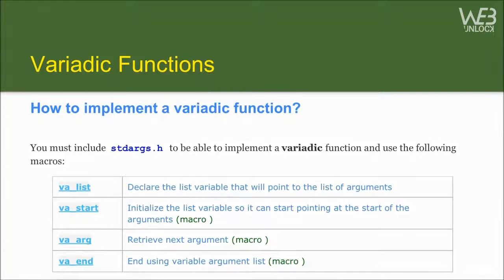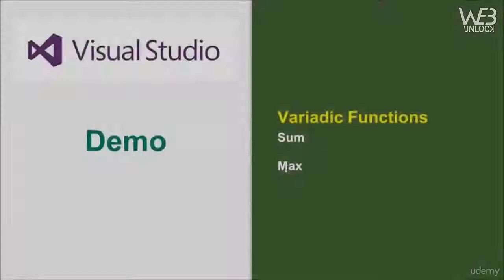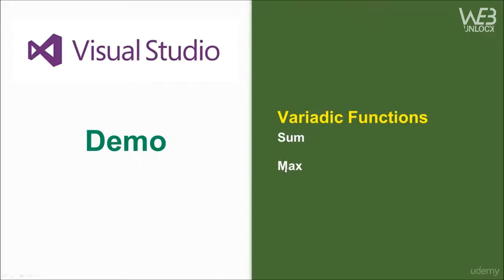Okay, so back to this slide, we say va_arg, that's when we retrieve all the arguments. Once you're done retrieving all your arguments, you must call va_end. It usually cleans up any resources that were allocated as part of the whole process. Alright, so that's it for this lecture. In the next lecture, we will jump into Visual Studio so we can practice some of the stuff we learned in this lecture.